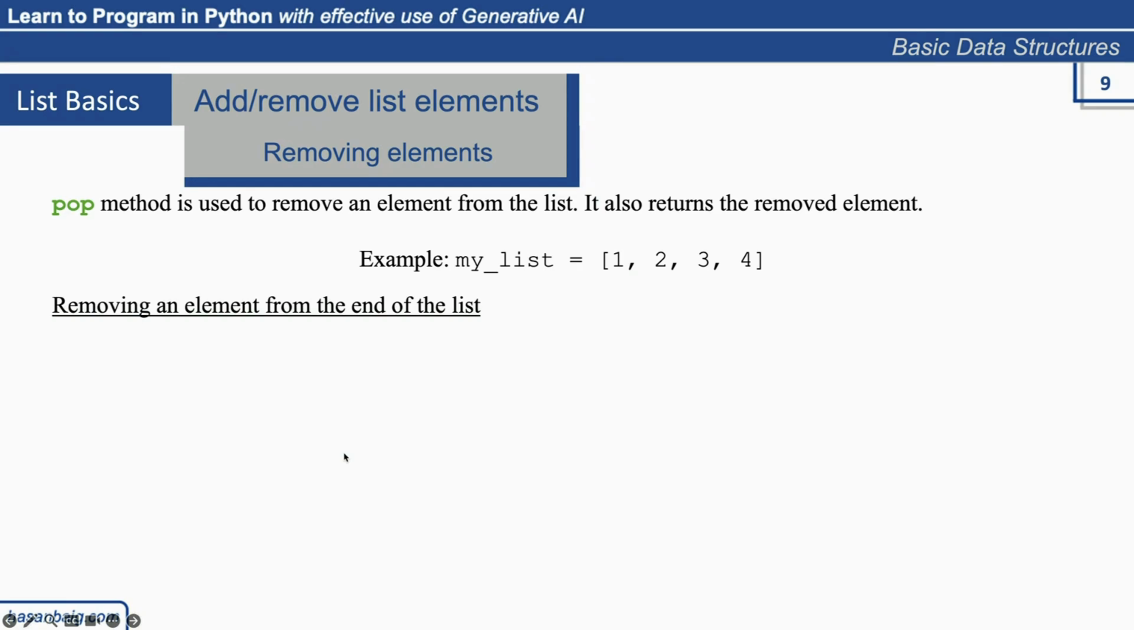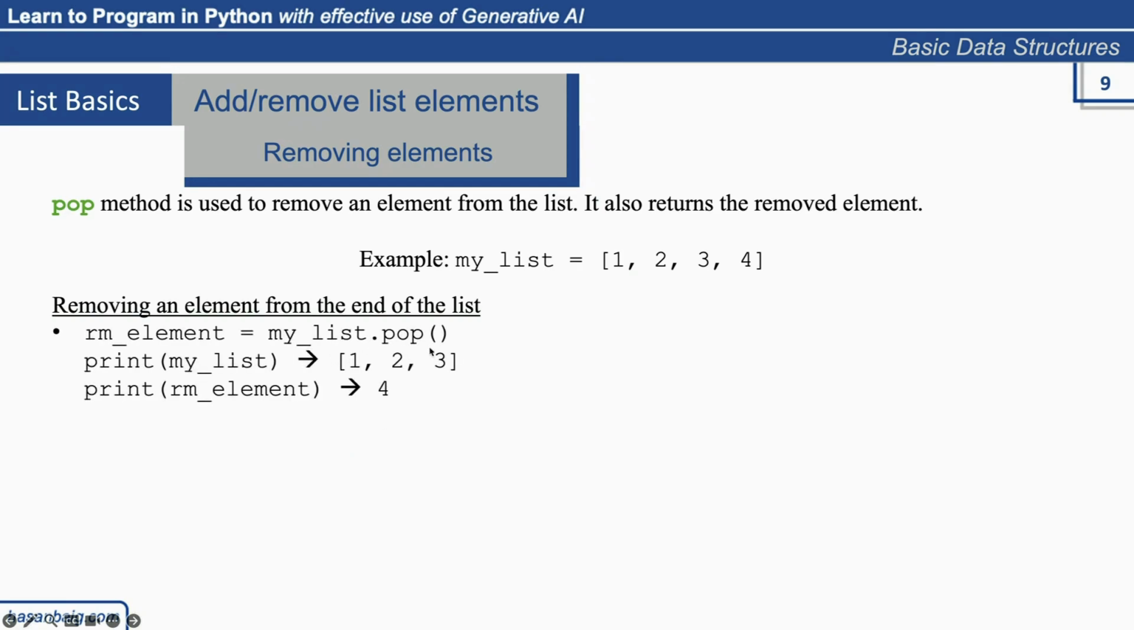So when we use a pop method without specifying anything in these braces, it automatically picks up the last value, removes it, and also returns that value. On this list, I'm running this pop operation. It will remove the last element and it will also return it. Return means, like a function, return some value. So it is removing the last element and returning it.